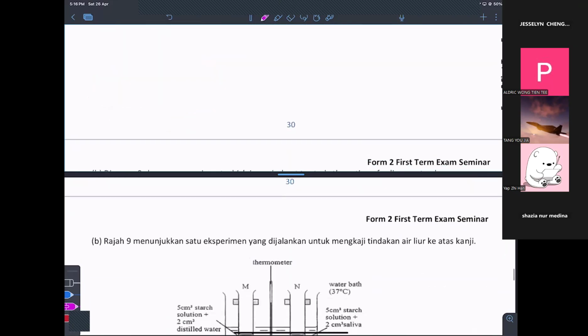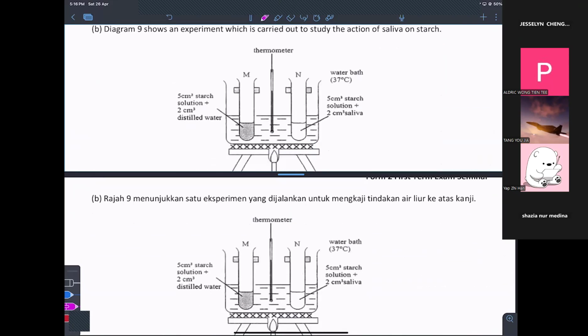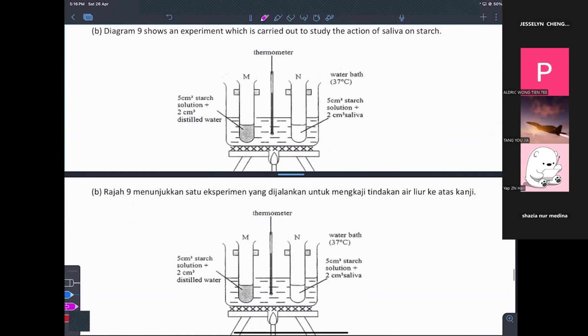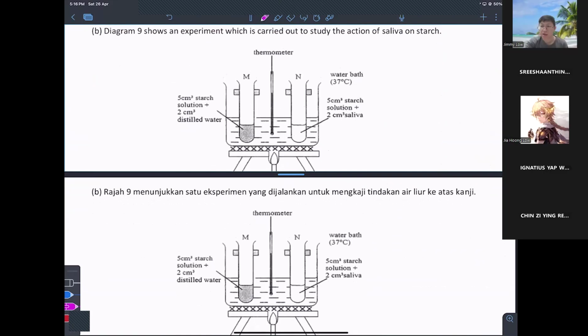All right. So the next one is what? This one, another experiment, which I just went through. The food is so small, it is able to pass through the Visking tube.